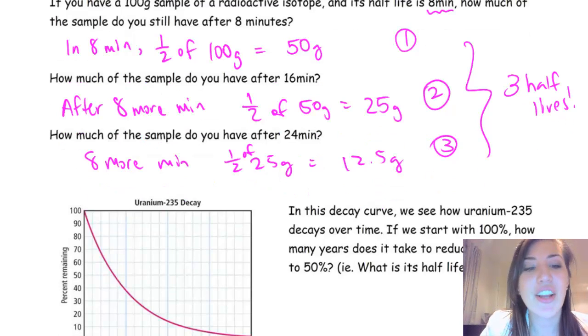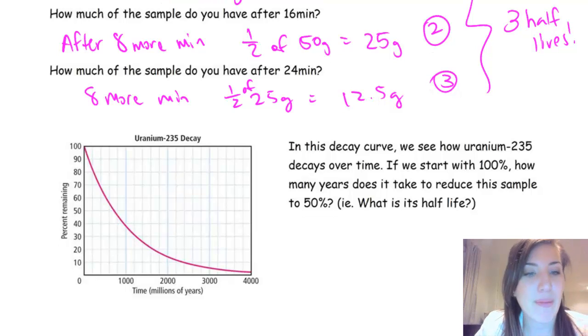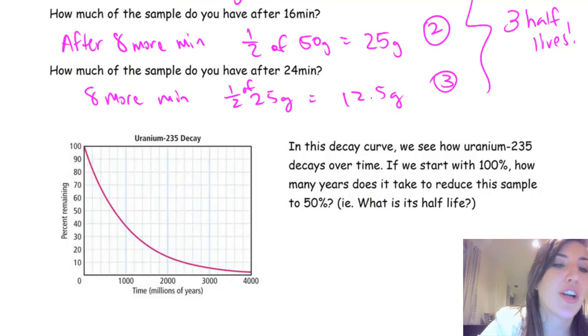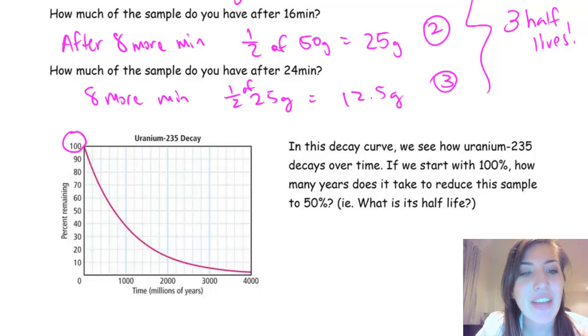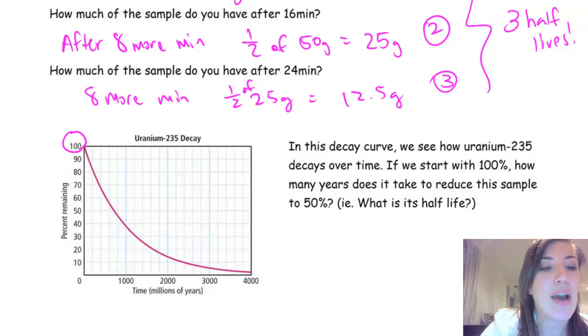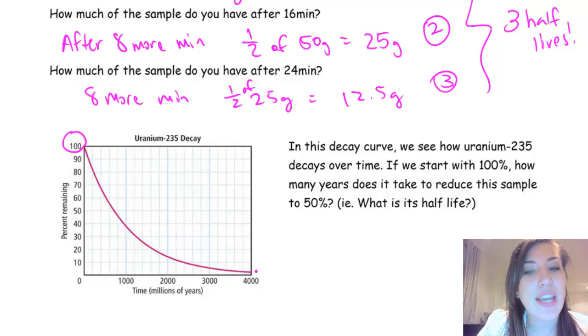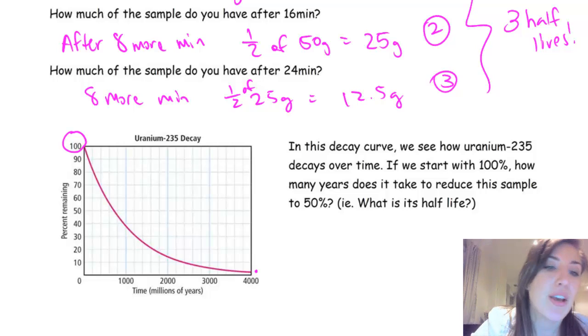All right, let's take a look at this diagram here. It shows how we start with 100% of uranium-235 and how over time that will decay all the way down to here, and it takes millions and millions of years. So in this decay curve, we see that uranium-235 decays over time. Slowly that curved line goes down this way.